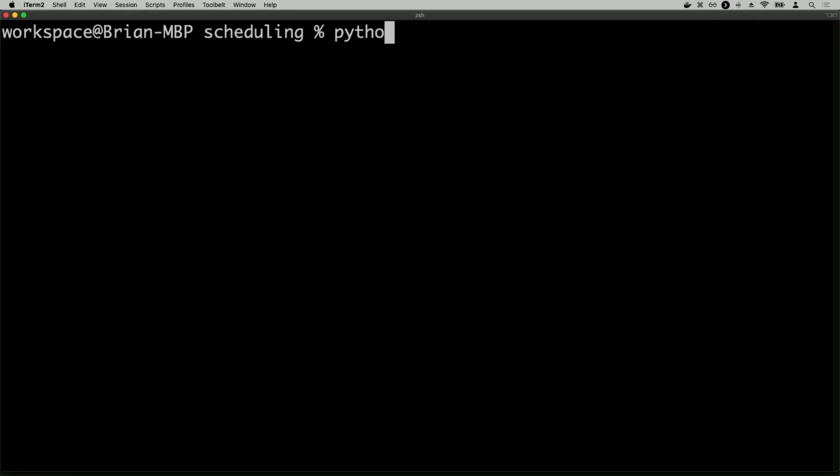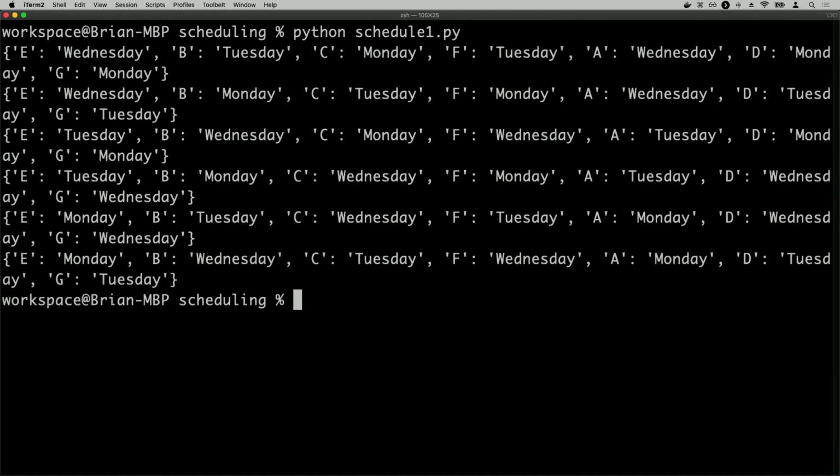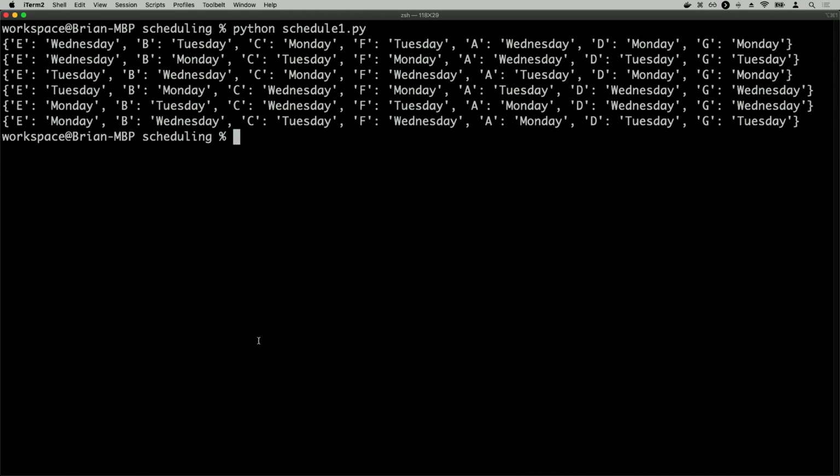And if I run python schedule1.py, I now see there are actually a number of different solutions that can be used to solve the problem. There are in fact 6 different solutions, assignments of variables to values, that will give me a satisfactory answer to this constraint satisfaction problem.